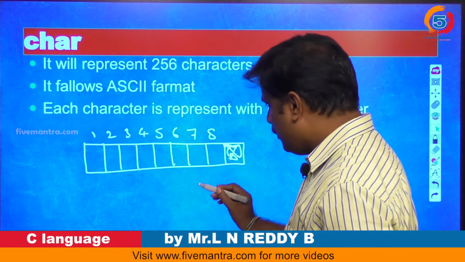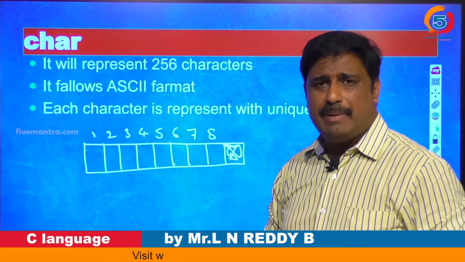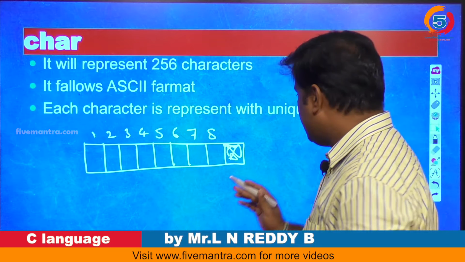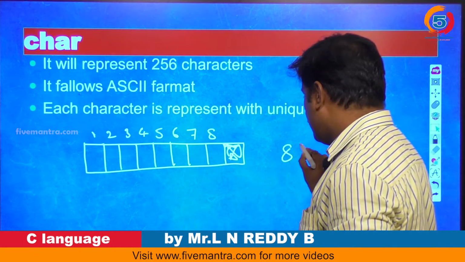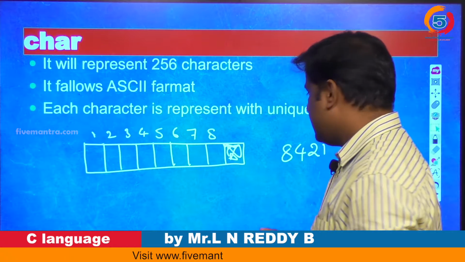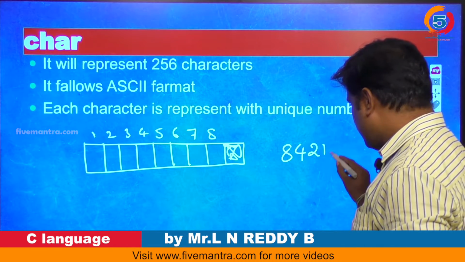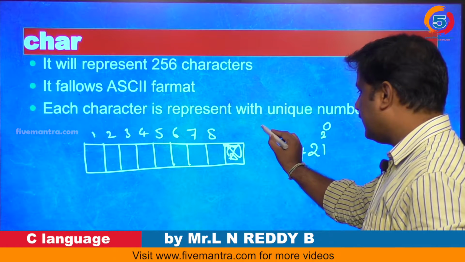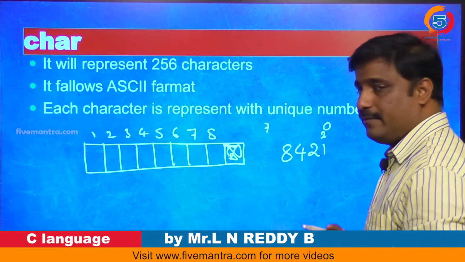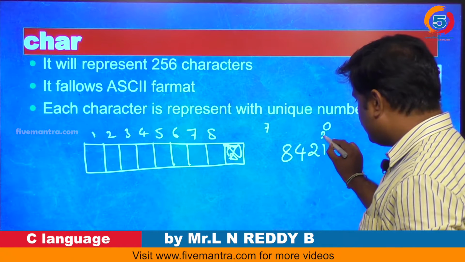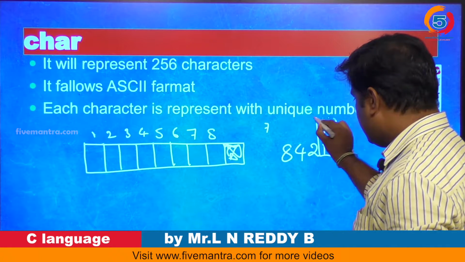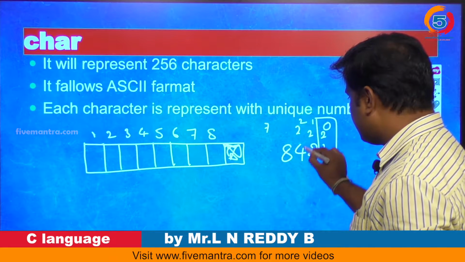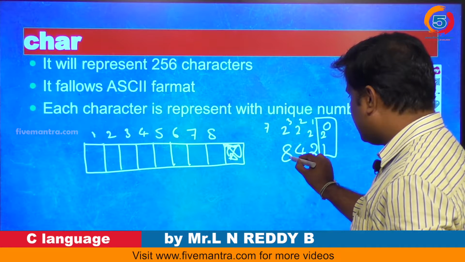Now you know that whenever we are working with binary data and want to convert binary data into the decimal number system, we have the 8421 formula. This is the important formula we have, right? Everything starts with 2 to the power of 0 and goes on till 7. 2 to the power of 0 is nothing but 1, 2 to the power of 1 is 2, 2 to the power of 2 is 4, and 2 to the power of 3 is 8.